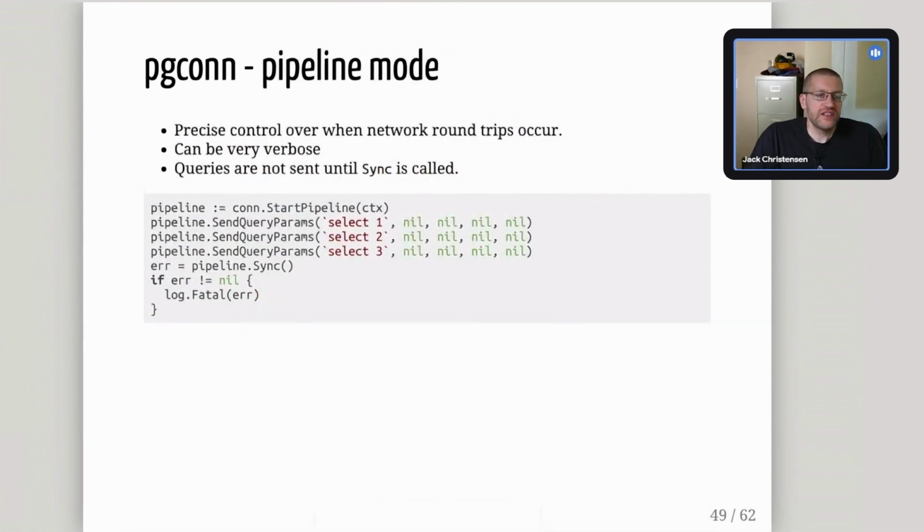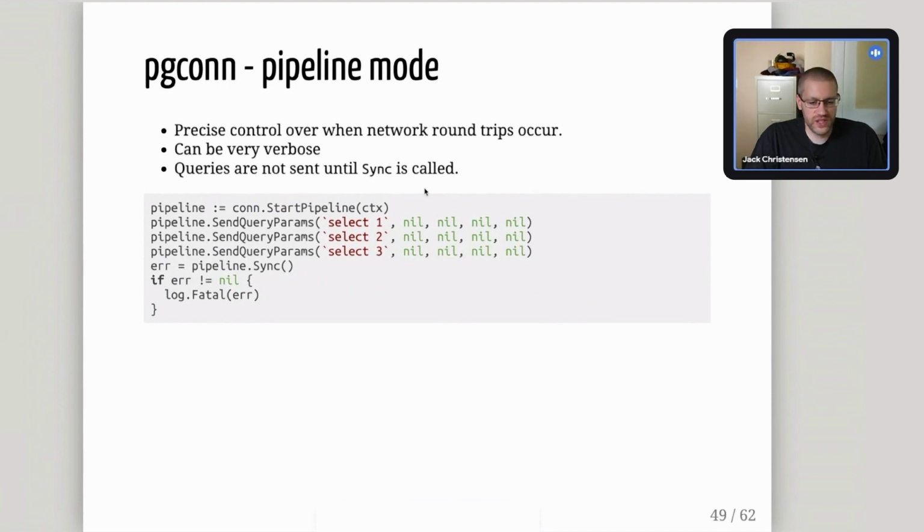Where you might use it, and this actually is the answer to the question earlier about can we control the atomicity or implicit transactions, this is actually how. So pgconn supports a pipeline mode. It's extremely verbose, but it's how you can do that type of thing.